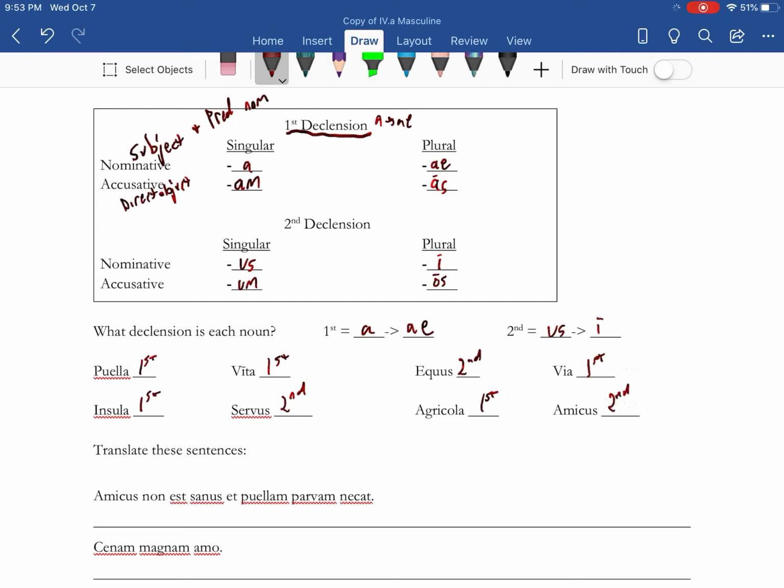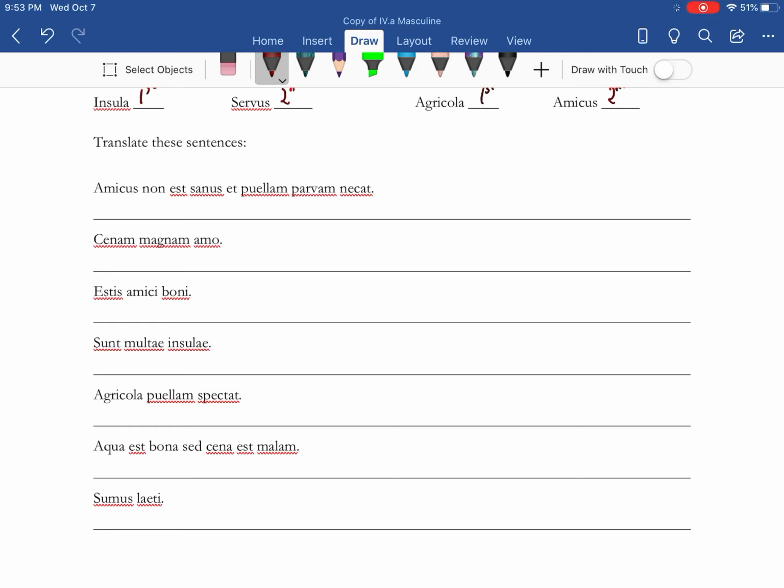Now, take a moment, pause it, and translate the sentences. If there's one you get stuck on, by all means, play it on through and I'll walk you through it. But if you want to try them first and then have me go, whatever you're comfortable with. So the first one: the friend is not sane and kills the small girl.